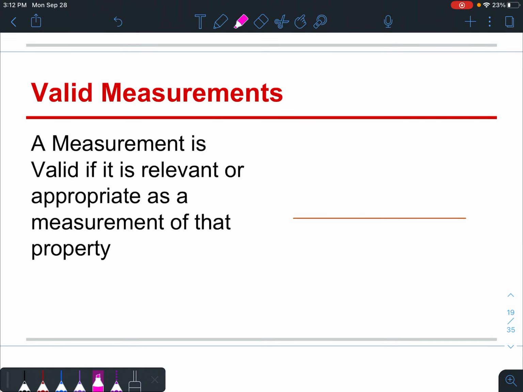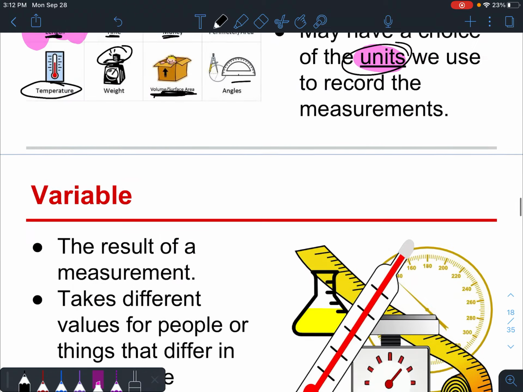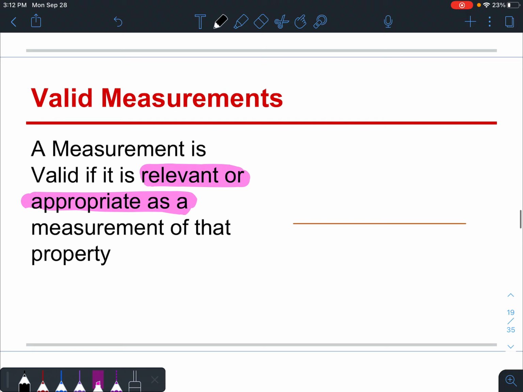Valid measurements. A measurement is valid if it is relevant or appropriate as a measurement of that property. If we looked over at this line over here and I said, okay, measure that line, you wouldn't look at that line and say, oh, it's 7 pounds, right? You would go and get your tape measure and measure it, and depending on what screen you're looking at, or if it's projected, let's just say it's 2 inches. On my iPad, it looks about 2 inches. So we can use that, or we can say 5 centimeters or so on, whatever the case is.